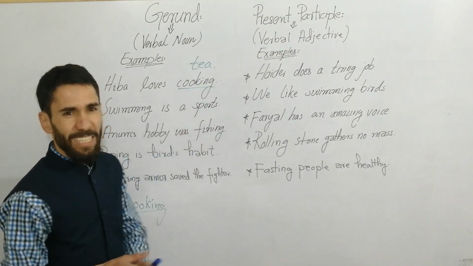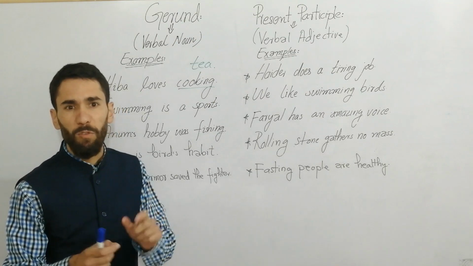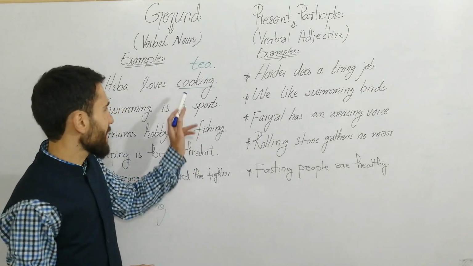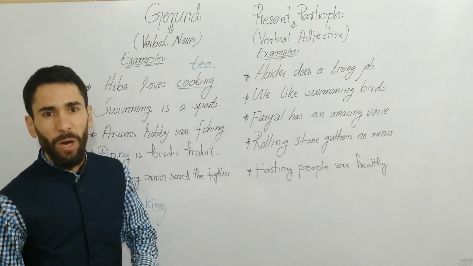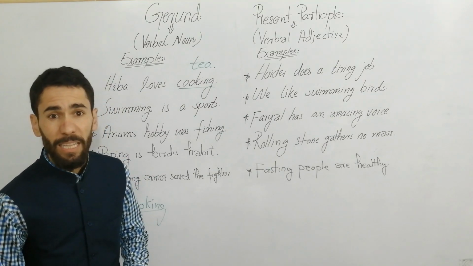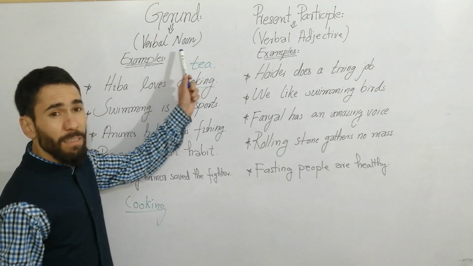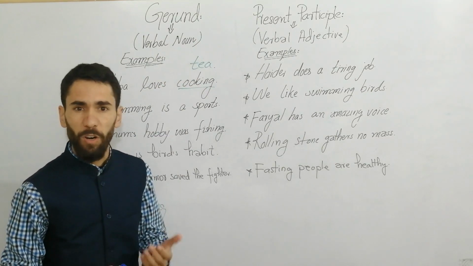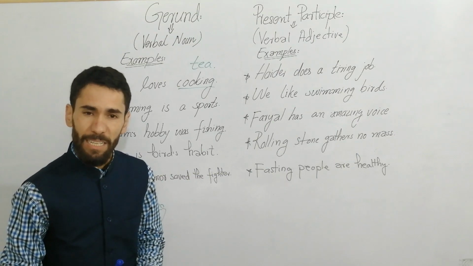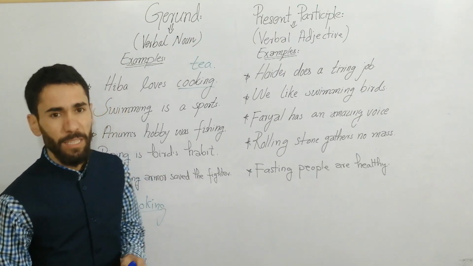So cooking is the ing form of verb, fourth form of verb, acting as a noun in this sentence. That's why we call it gerund. And that's why we also call gerund the verbal noun. Verbal noun, because gerund is formed from a verb and acts as a noun in the sentence. That's why we call it verbal noun.